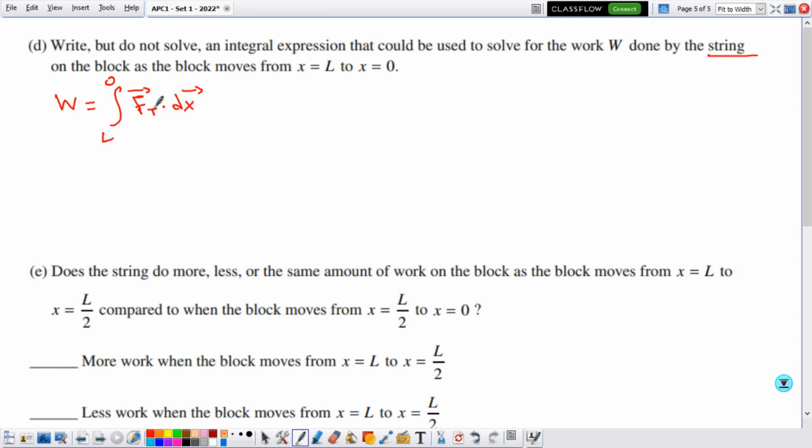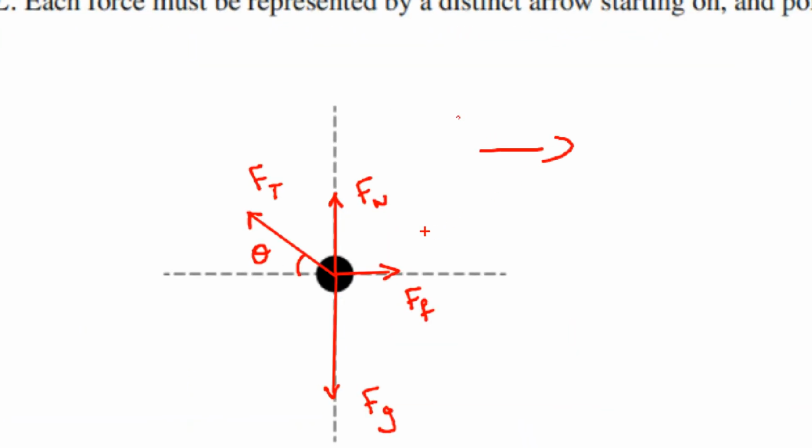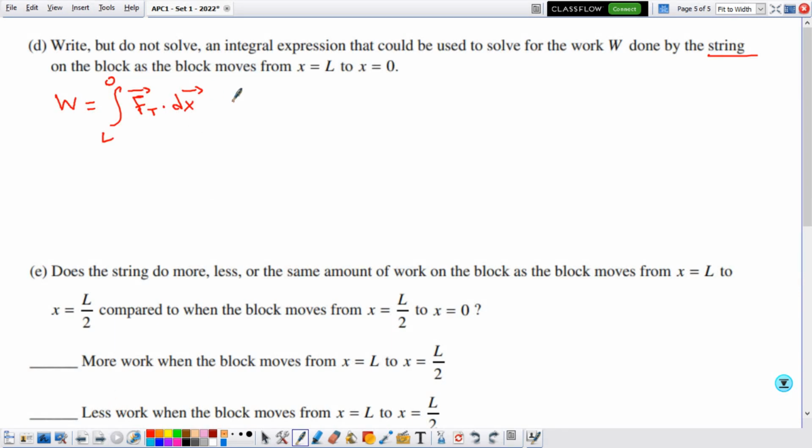Now what does this represent? This is the projection of Ft along the x-axis. In this case, the positive x-axis is to the right, so we have a minus sign, Ft cosine theta. Then that would be minus the integral from L to 0 of Ft cosine theta multiplied by dx.